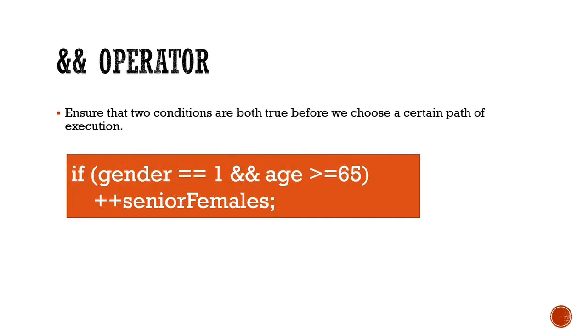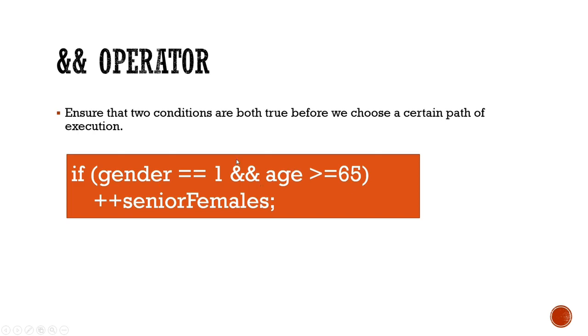So for example, you have this. If gender is equal to 1, so this is the first simple condition. Then you have the AND operator. Age is greater than or equal to 65. This is the other simple condition. And you will have now this output or the statement inside the if condition. If this one is true and this one is true, it is going to perform this statement.